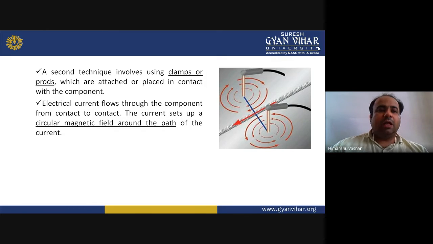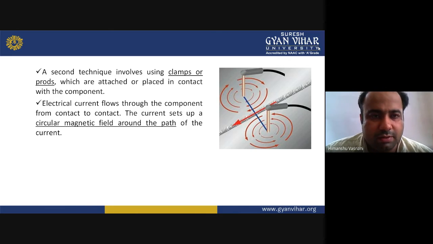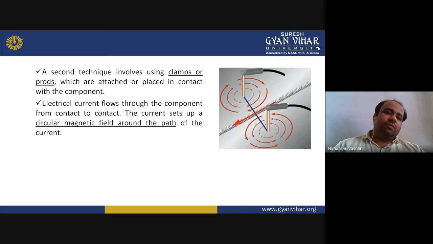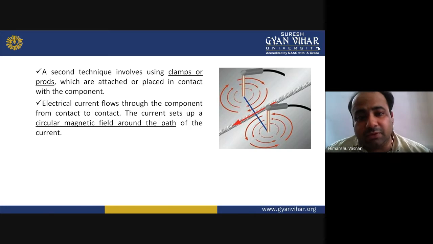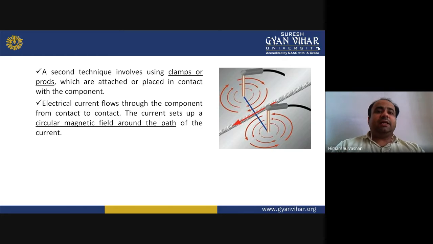A second technique involves using clamps or prods which are attached or placed in contact with the component. Electrical current flows through the component from contact to contact. The current sets up a circular magnetic field around the path of the current.